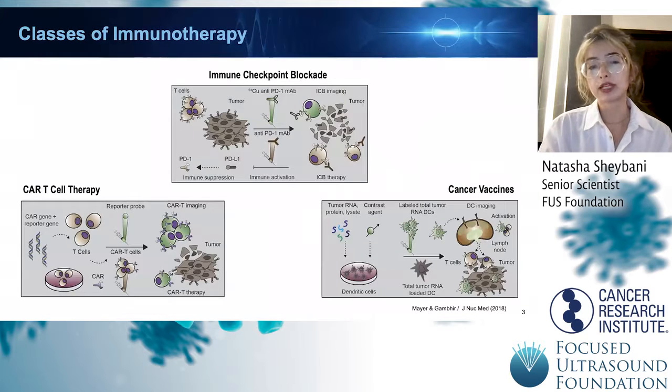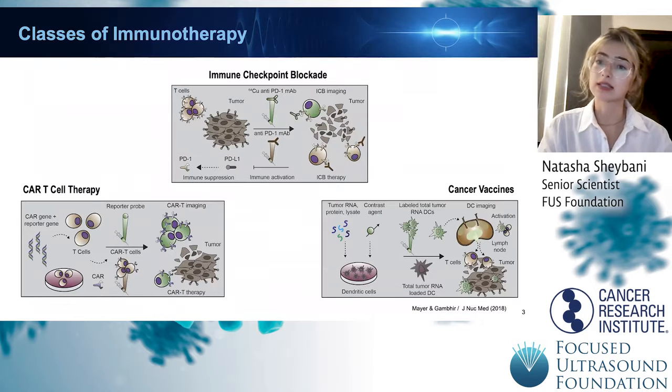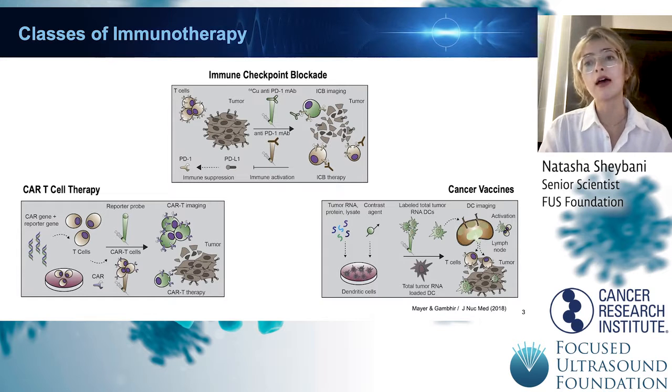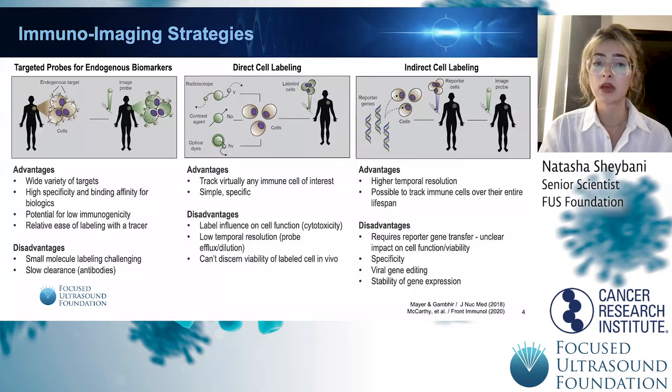So to recap briefly, there are three noteworthy classes of immunotherapy that bear relevance to this discussion. As they've already been introduced throughout this workshop, I'll just mention that they include immune checkpoint blockade, CAR T-cell therapy, and cancer vaccines. And you can see on this slide illustrations for how reporter probes or contrast agents can interface with each of these therapies. Delving a little deeper, there are three main strategies by which we can perform immunoimaging. Their advantages and disadvantages are listed here on the slide.